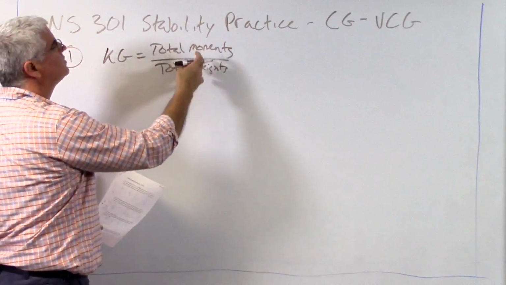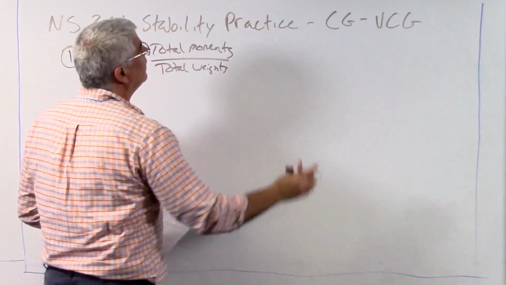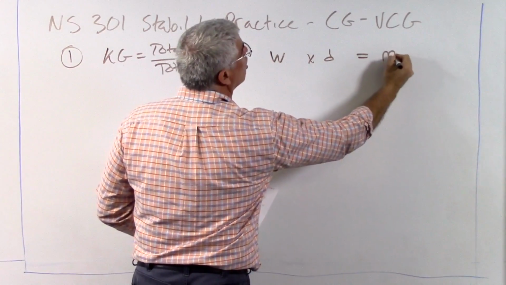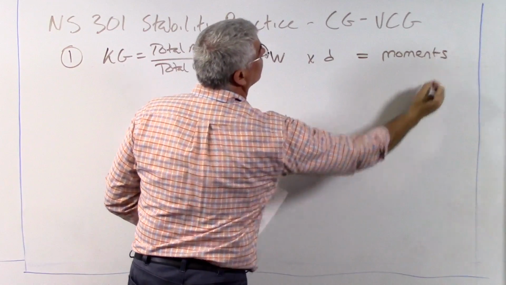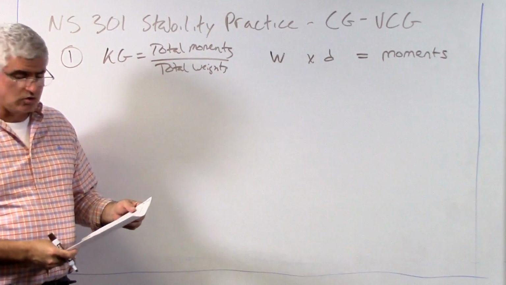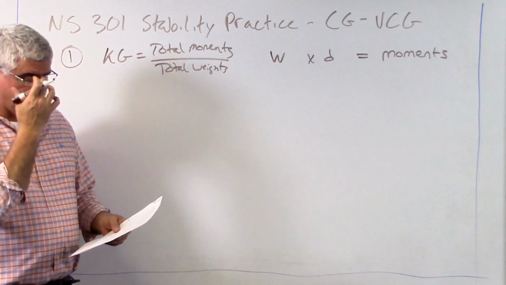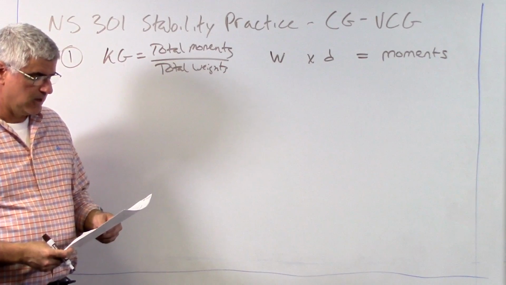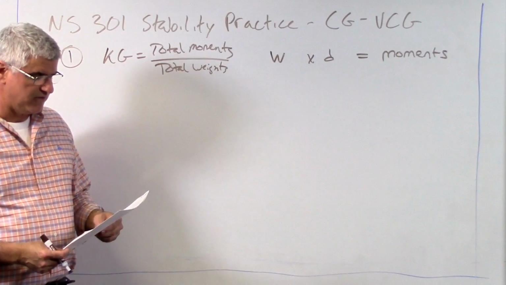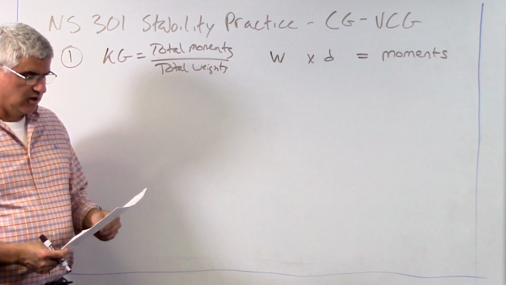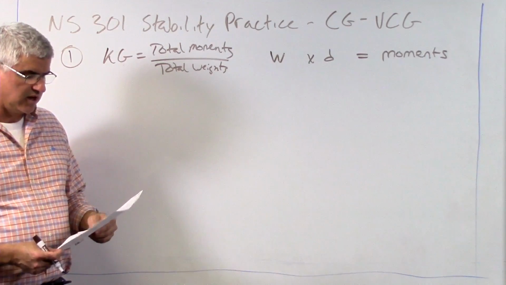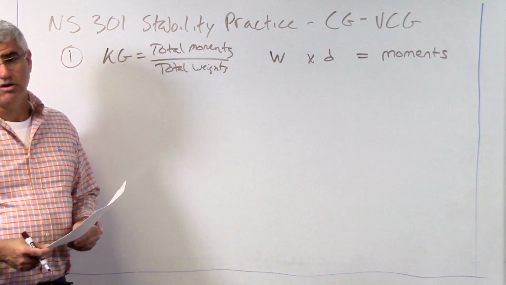Okay, and to calculate these total moments and total weights, we're going to set up a table. And the table is going to look something like this: weight times distance equals moments. Looking at this first problem, it says your vessel displaces 475 tons. The existing deck cargo has a center of gravity of 2.6 feet above the deck and weighs 22 tons. If you load 16 tons of cargo with an estimated center of gravity 8 inches above the deck, what is the final center of gravity of the deck cargo?